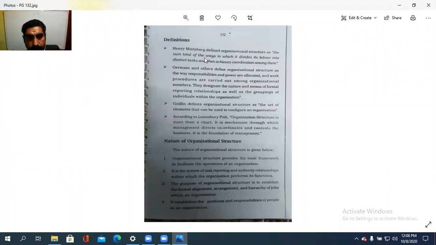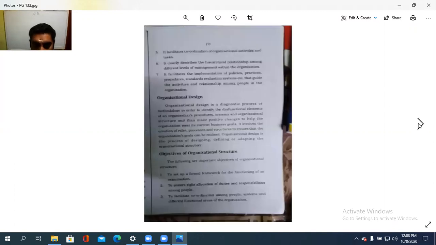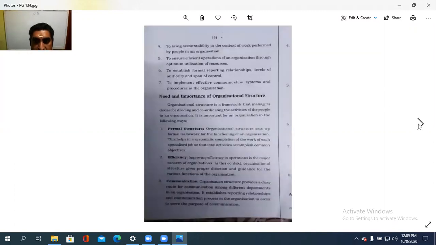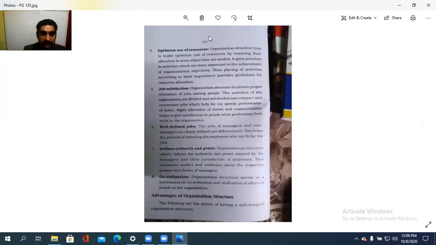Yesterday we saw the nature of the organizational structure, the definition, and also what an organizational design is, its objectives, and the need and importance of this. That is, it may be a formal structure. It is for efficiency and better communication skills. Then there is optimum use of the available resources, job satisfaction, well-defined jobs, defined authority and power, and coordination among the team members, the organizational members, or the employees themselves.